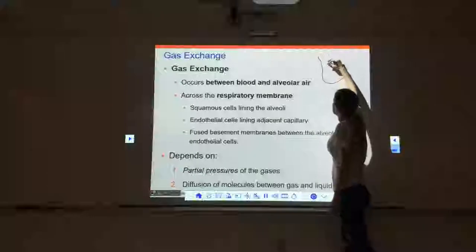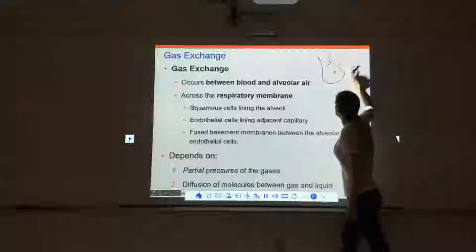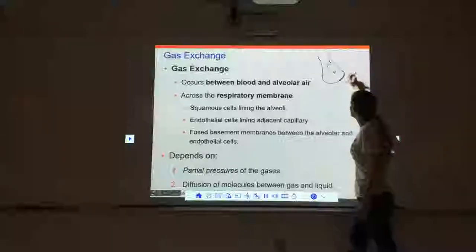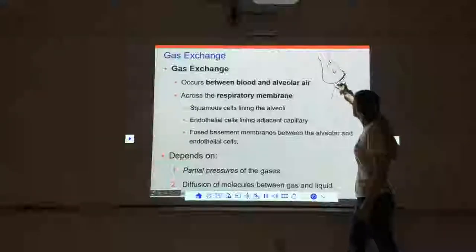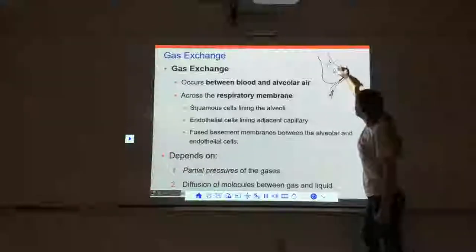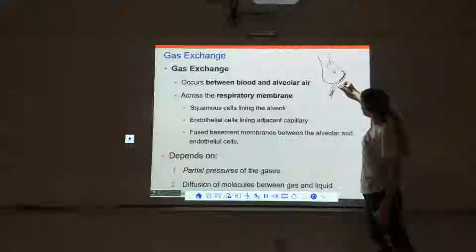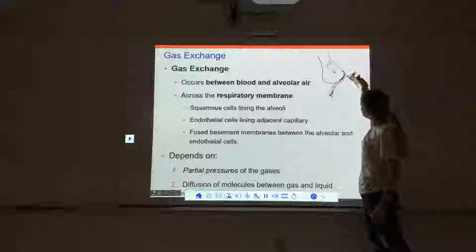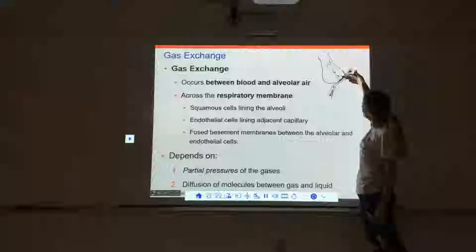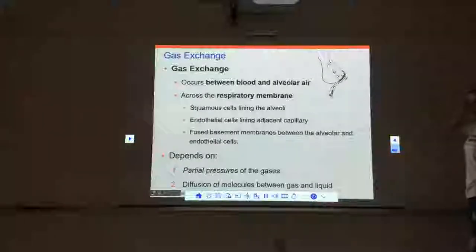So remember, the air comes into the alveoli, right? And when we looked at the alveoli, remember we had these little alveolar capillaries, right? These little blood vessels that were surrounding the lungs. Right, so the air comes into the alveoli, the blood's flowing through the alveolar capillaries, and we need to exchange those gases. We need oxygen to go into the blood and CO2 to go out and into the air.